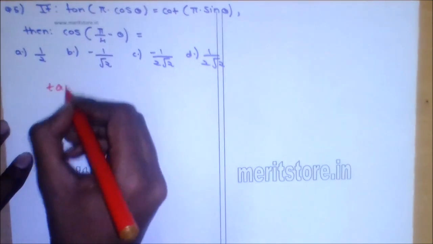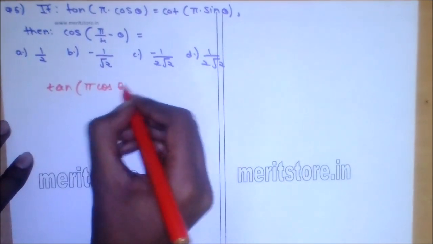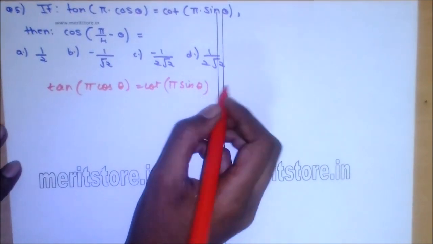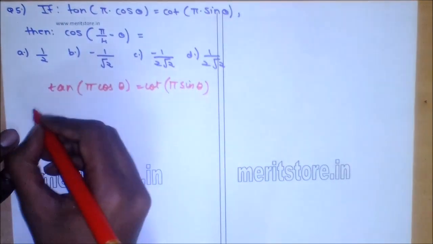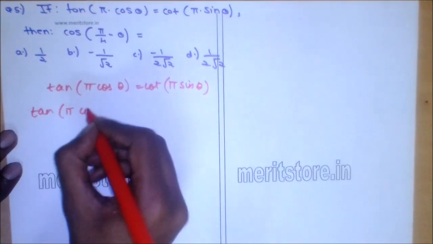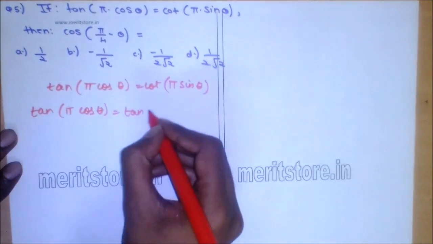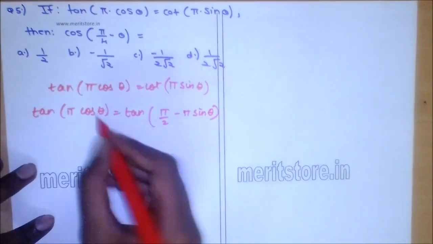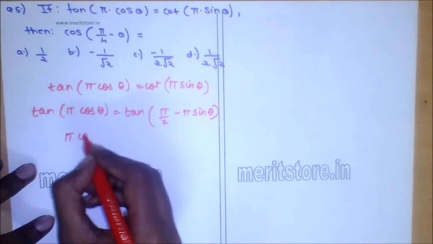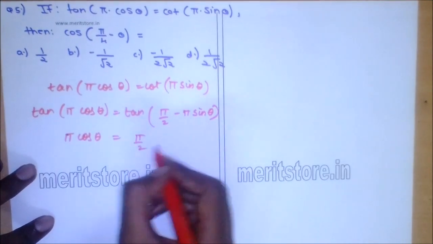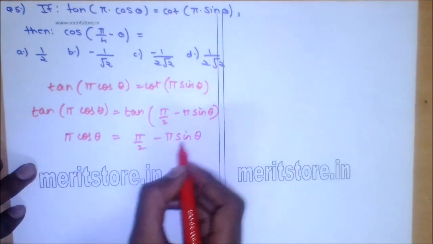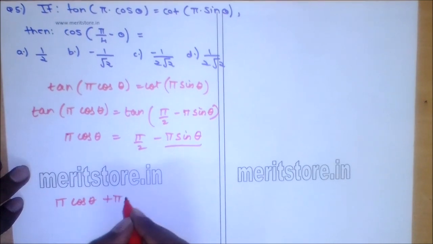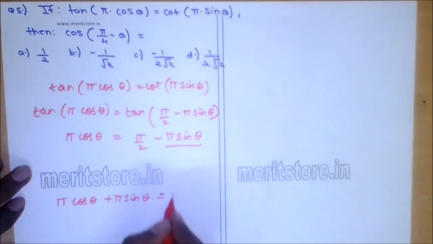So we write the equation: tan of pi cos theta equals cot of pi sin theta. Now cot theta is tan of pi by 2 minus theta, so we can rewrite this as tan of pi cos theta equals tan of pi by 2 minus pi sin theta. So therefore we can write: pi cos theta equals pi by 2 minus pi sin theta. We shift this term to the LHS, we get pi cos theta plus pi sin theta equals pi by 2.